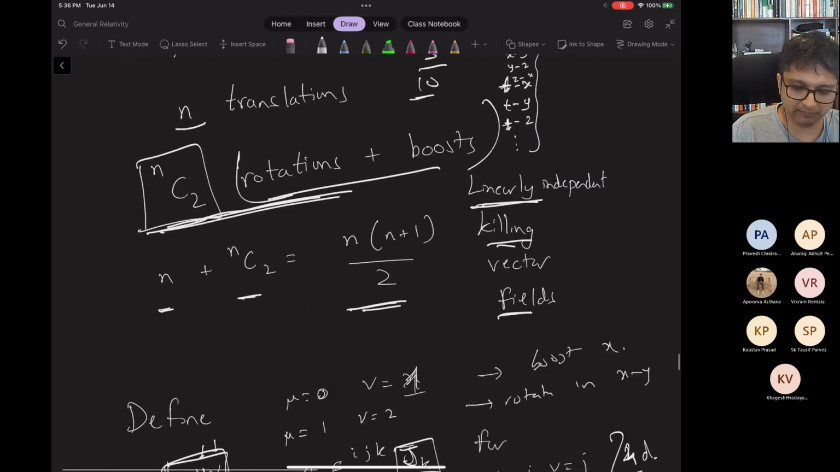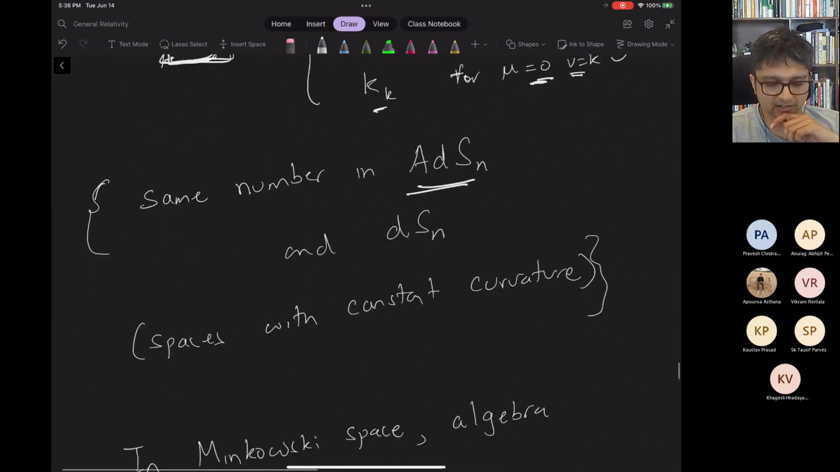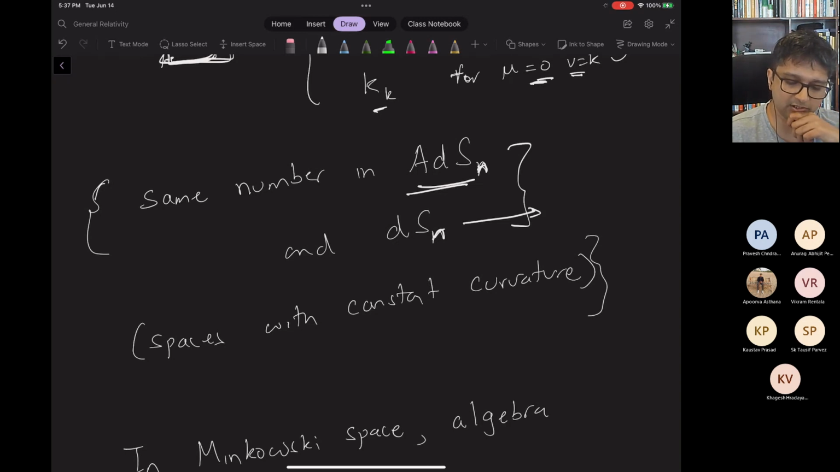And it turns out that this same number of generators, n into n plus 1 by 2, is realized in Minkowski space, which is flat space-time with 0 curvature. But it's also realized in AdS-n, which is n-dimensional AdS space, and it's also realized in de Sitter space. These are called maximally symmetric spaces. They have the maximal number of possible linearly independent Killing vector fields. It turns out that if you calculate the curvature, this has a constant curvature, this has a constant curvature. Minkowski space also has constant curvature. Every point in the manifold has constant curvature. It's just that it has 0 curvature. dS-n has positive curvature, AdS-n has negative constant curvature.